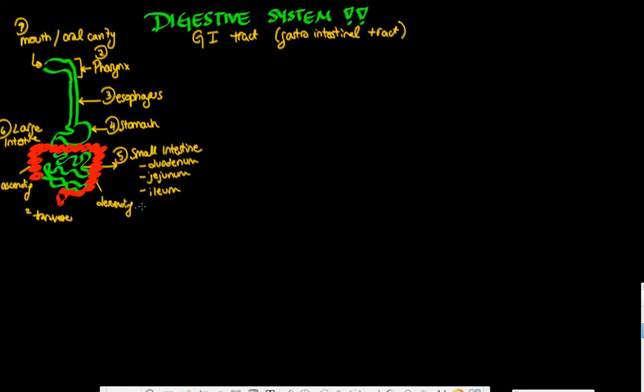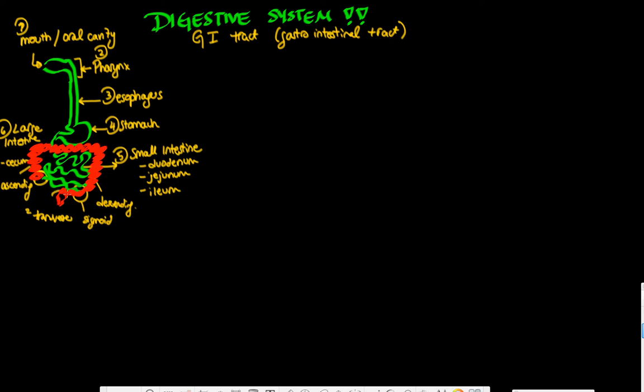Okay. We also have a few more regions of the large intestine. The region right here at the junction between the small and the large intestine, we call that the cecum. And then the region on the other end, right after the descending colon, we call that the sigmoid colon. Okay, so these are the different regions of the large intestine. We have the cecum, ascending colon, transverse colon, descending colon, and sigmoid colon.